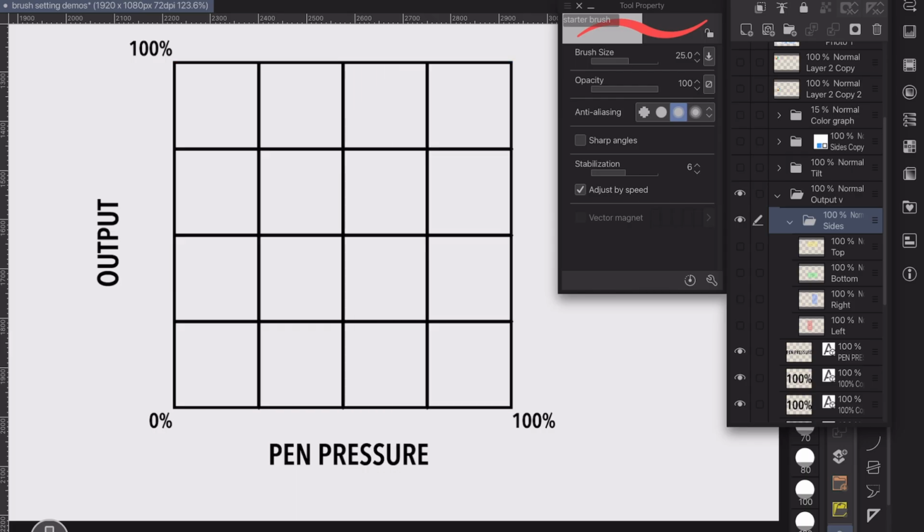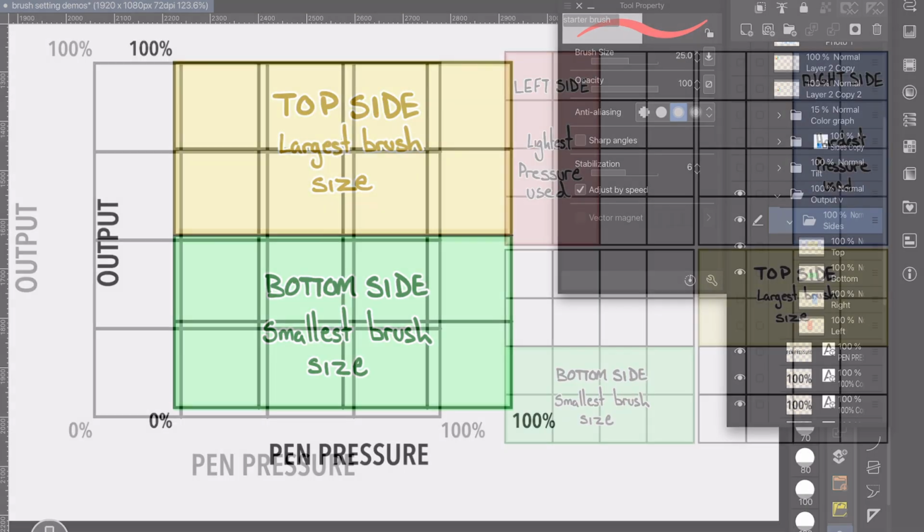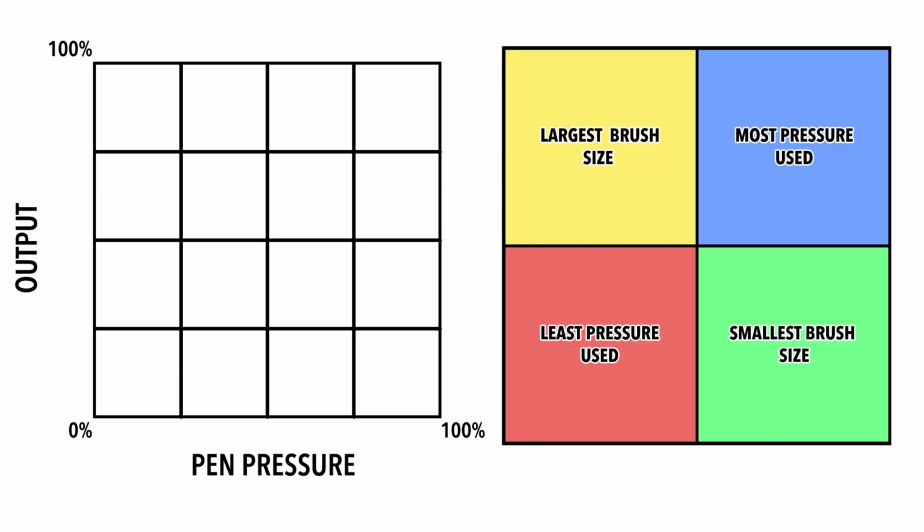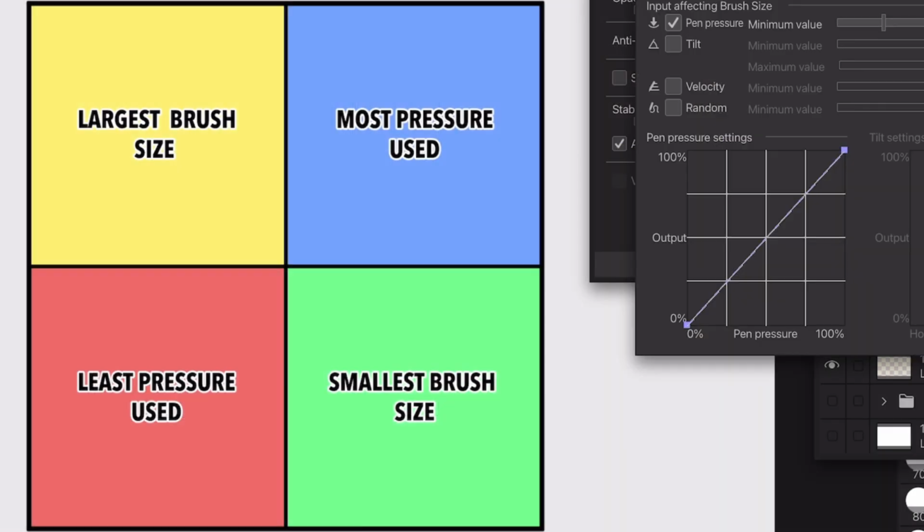On the bottom is the smallest size your brush can be, and on the top, you have your largest size your brush can be. However way you look at it though, once you get familiar with how the graph works, you can start to piece together how you want your pressure sensitivity to behave beyond just the default diagonal line. Here are some pointers for starting your graph.